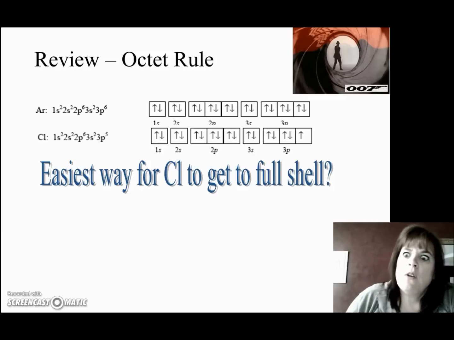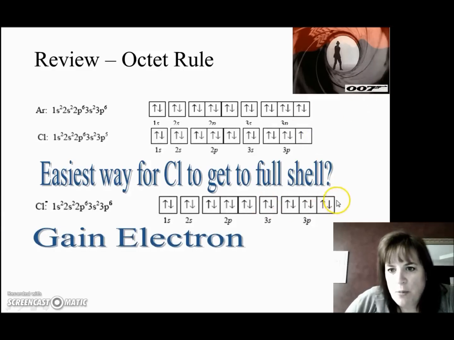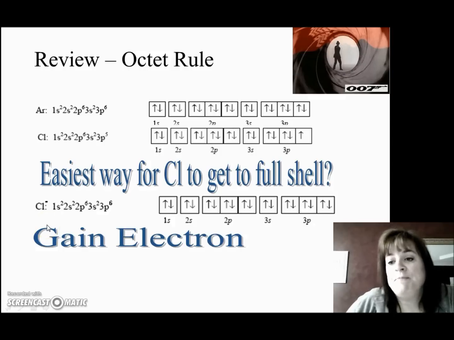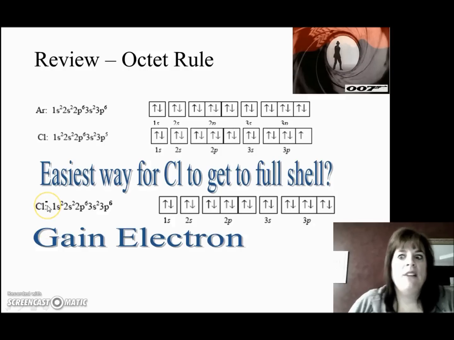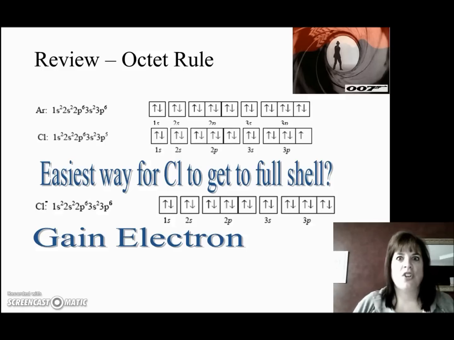Maybe it takes it from sodium. When it does that, now it has this full, beautiful outer shell. It's stable, it's happy. But now it has a -1 charge. If you gain an electron, you become negative. Well, now I've got this positively charged sodium out there, and I have this negatively charged chlorine out there.